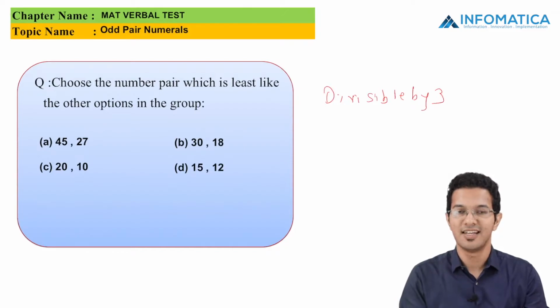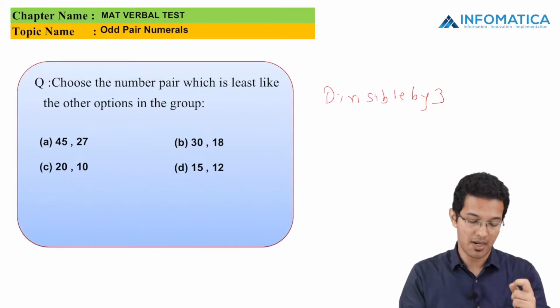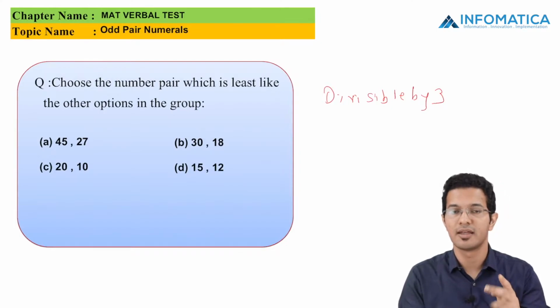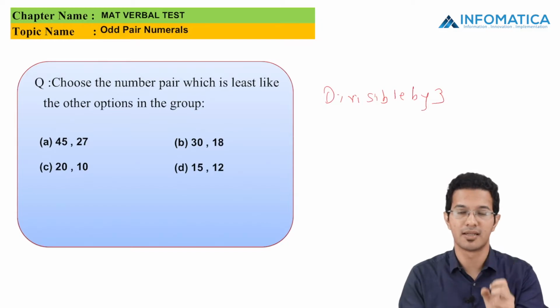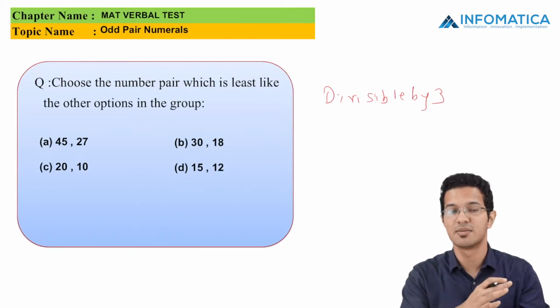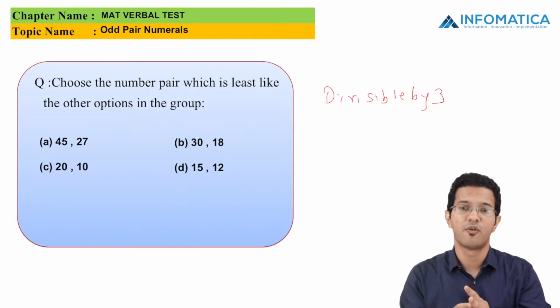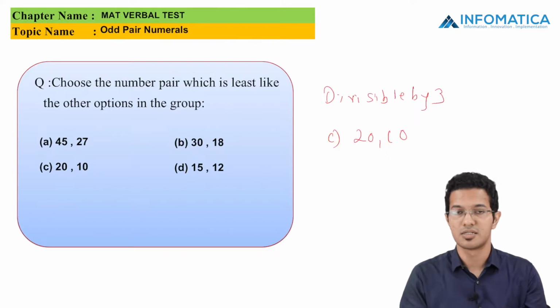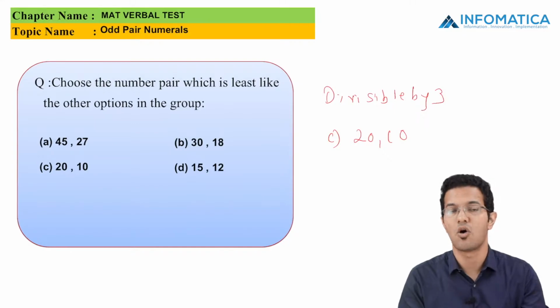Option B is 30 and 18. Again, this pair is divisible by 3. But if we see option C, which is 20 and 10, we can say that this pair is not divisible by 3. Option D is 15, 12. Again, this pair is divisible by 3. Hence, options A, B and D are the pairs which are divisible by the number 3, except for option C. Thus, we can say that since the pair is not divisible by 3, this is the odd man out.